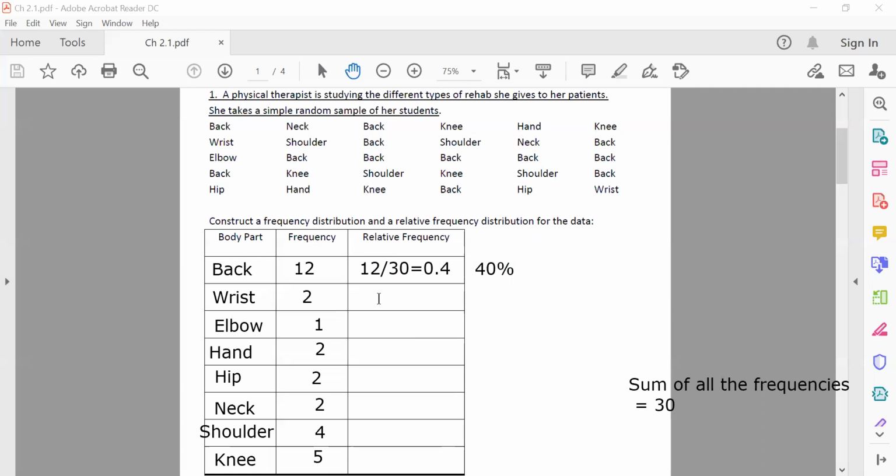And so 40% of the issues that the physical therapist is helping people with are back issues. The wrist, do 2 divided by 30. In this calculation, technically, we don't need to put it in the box. I'm just showing you how that calculation's done. We'll go down here. 2 over 30 is about 0.0667. We'll have to round it off at some point.